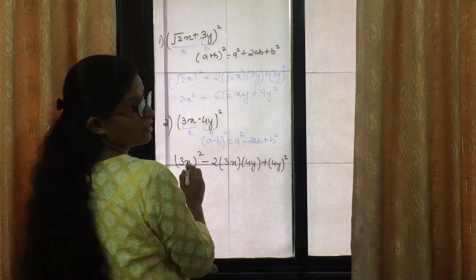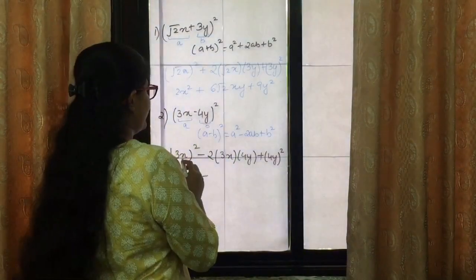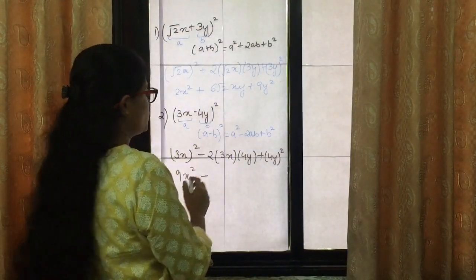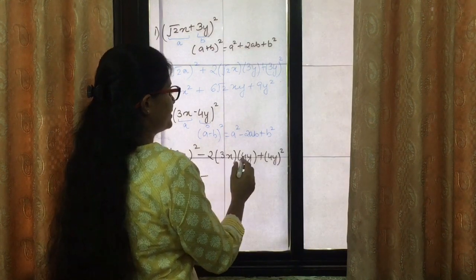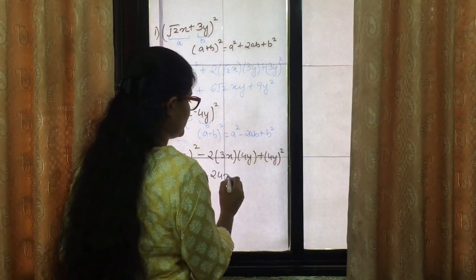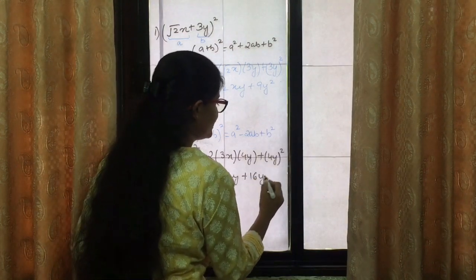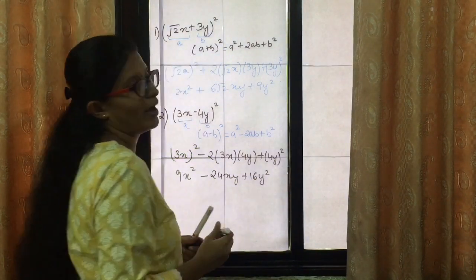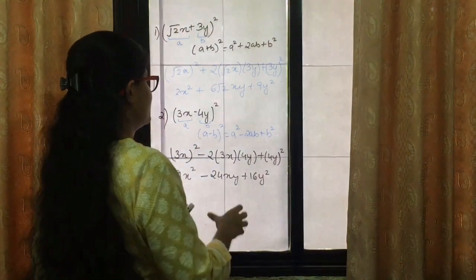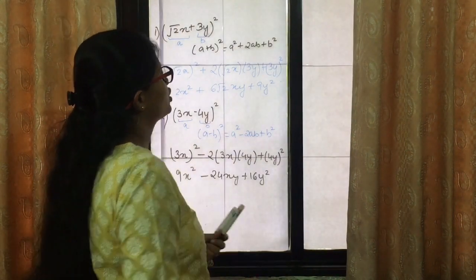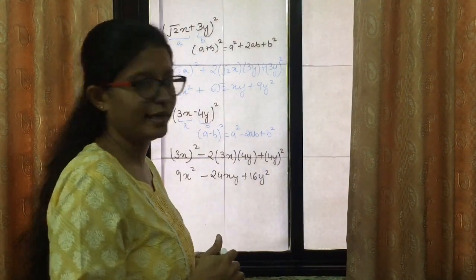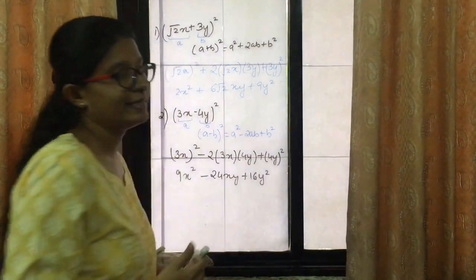Now (3x) whole square we will get 9x square. 2 into 3 is 6, 6 into 4 is nothing but 24xy, plus the square of 4 is 16 and y square is y square. So this is the expansion for the given expression. I hope these two simple sums must be very clear to you. Let's move to the next sum now.